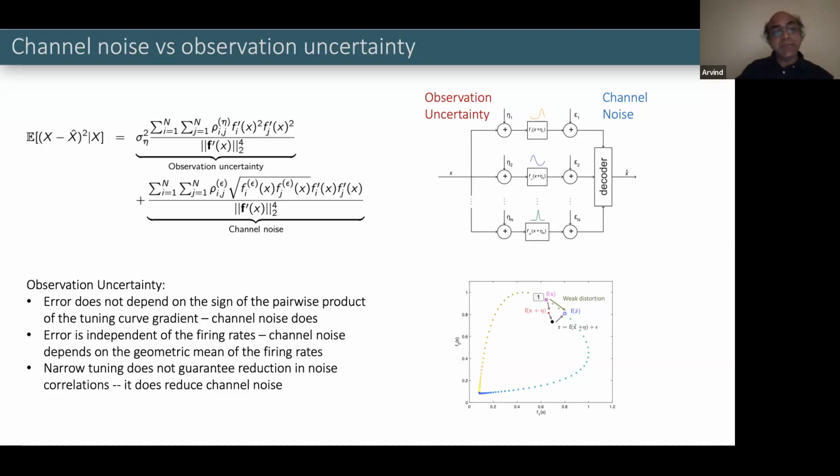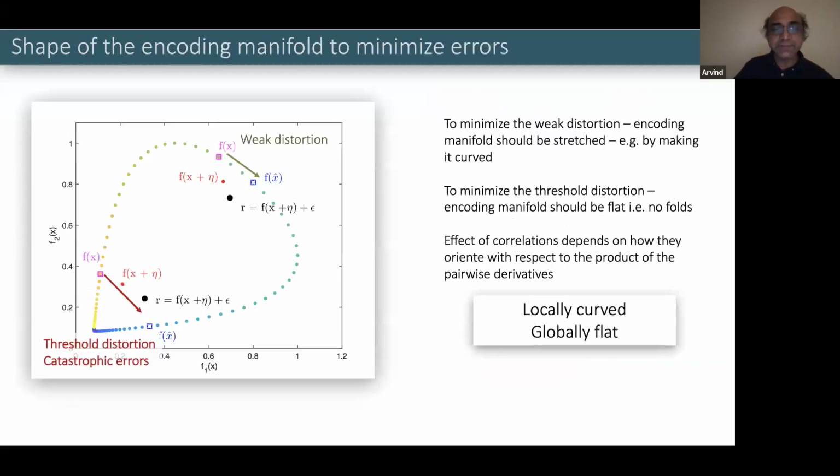There is a great similarity between this observation uncertainty and what are called information limiting correlations as well. But we are still not very sure how these two ideas differ from each other. We have a feeling that they are two different concepts, but that's something we are currently looking into. But this notion of weak distortion and threshold distortion was interesting. And we said, could we use this to say something about the shape of the encoding manifold?